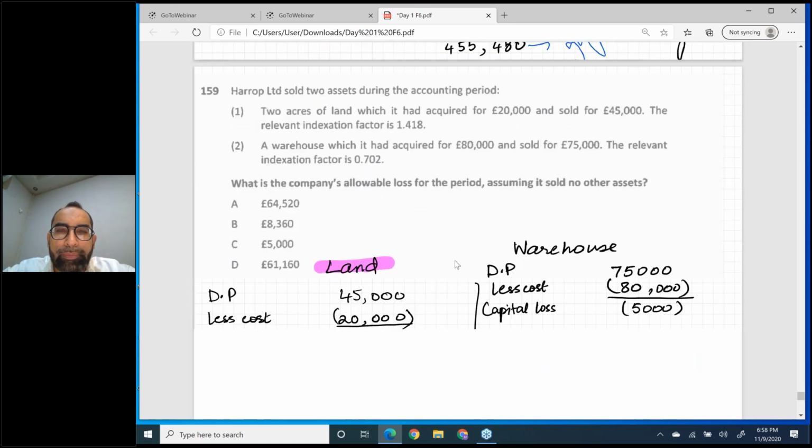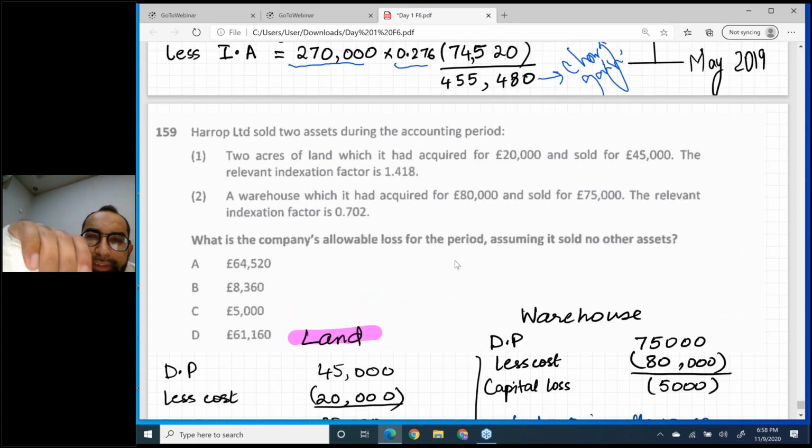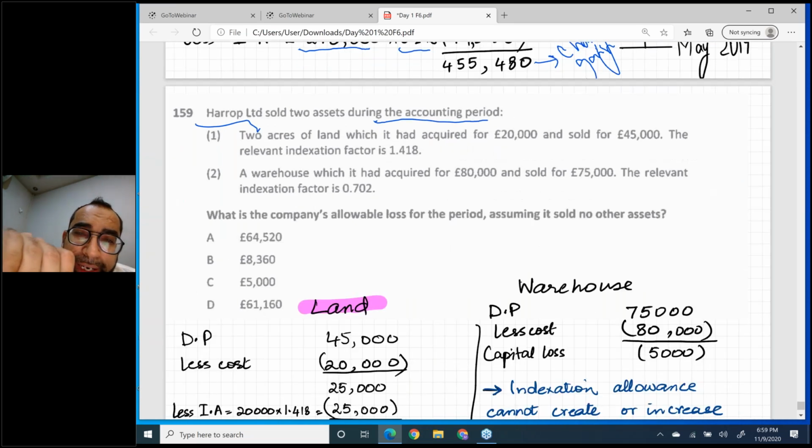Okay. Now look here. Harop Limited sold two assets during the accounting period. Limited means this is a company question, not an individual question. You have to use the rules for companies now. The first asset, 2 acres of land, was acquired for 20,000 and sold for 45,000. So the cost is 20,000 and the disposal proceeds are 45,000. Please be active. This is the last question. I just need 2 to 3 minutes, but please give me active minutes.